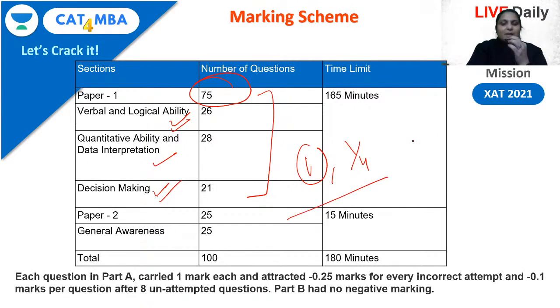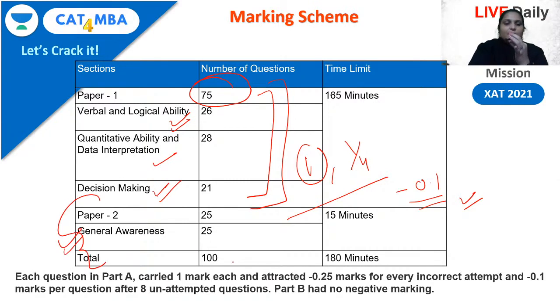And finally, for the questions out of the 75 that you have left unattempted, you will have to deduct 0.1 marks for each. This limit was increased after 2018. Paper 2 will carry no negative marking and will also not be accounted for in your final merit list. It will only be taken into consideration once you're at the interview stage, but not for your overall percentile cutoff.